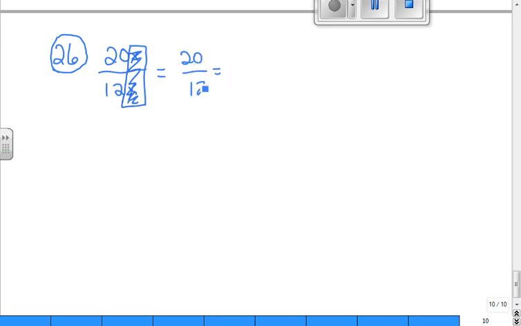Well, 20 and 12 are both divisible by 4. So 4 times 5 is 20, and 4 times 3 is 12. Therefore, my 4's make a 1, which leaves me with 5 over 3.